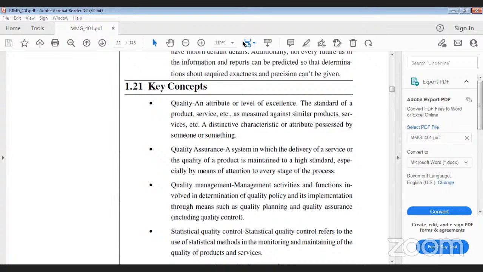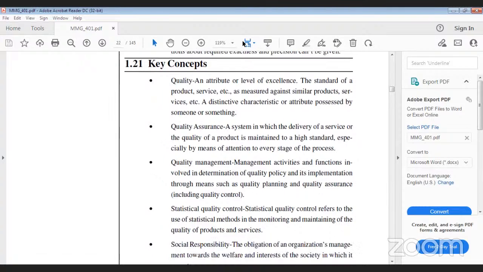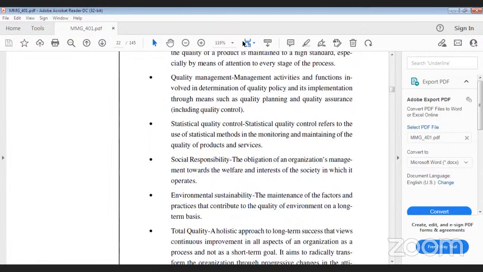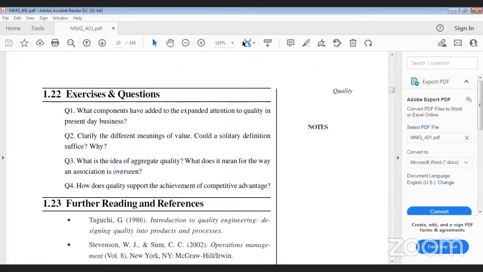The next key term is social responsibility. It is the obligation of the organization's management to society. Then environmental sustainability. It is also the maintenance of the factors and practices that contribute to a quality environment. Total quality. It is a holistic approach to long-term success that views continuous improvement in all aspects of the organization. There are such key terms and questions given at the end of each unit here. There are some exercises also given to you here. Now, the next point is further reading.